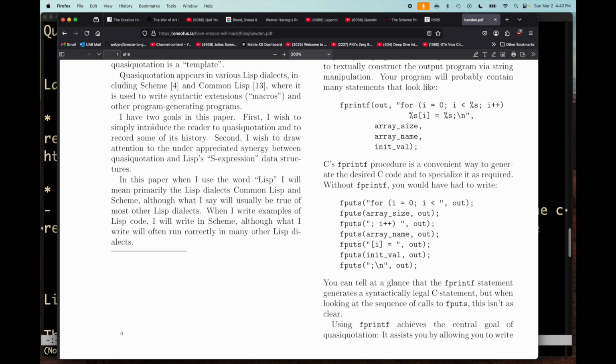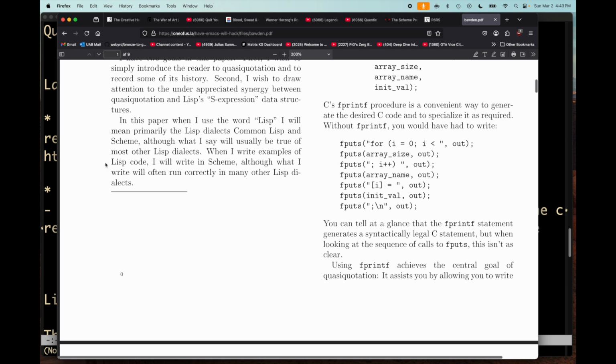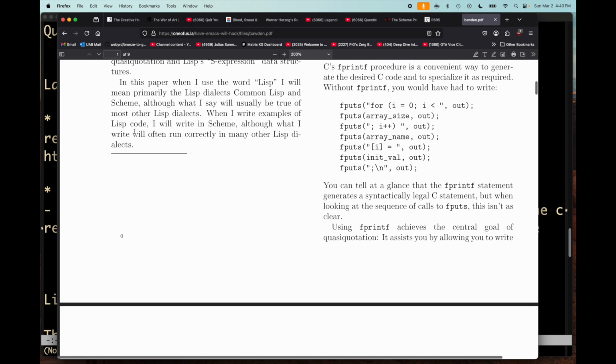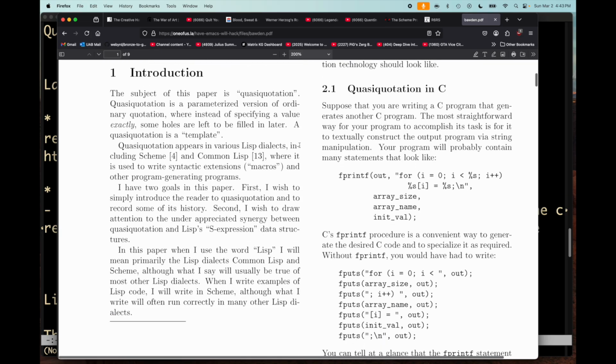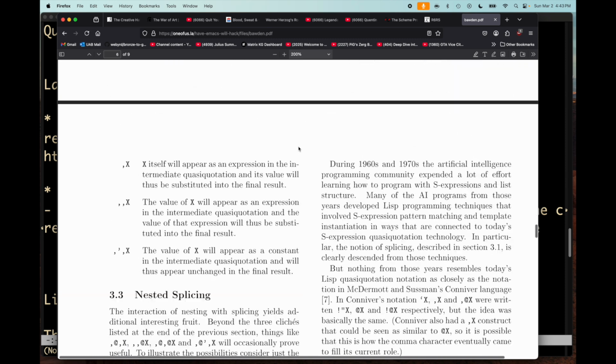And in particular, once we get into pattern matching, you'll see that quasi-quotation, S-expressions, and pattern matching work really nicely together. Okay, this paper primarily talks about Common Lisp and Scheme. I will write in Scheme, although what I write will often run correctly in many other Lisp dialects. Okay, so we got Scheme code. We start with some C code, but the rest is Scheme. And the paper is pretty short. It's like 9 pages long.